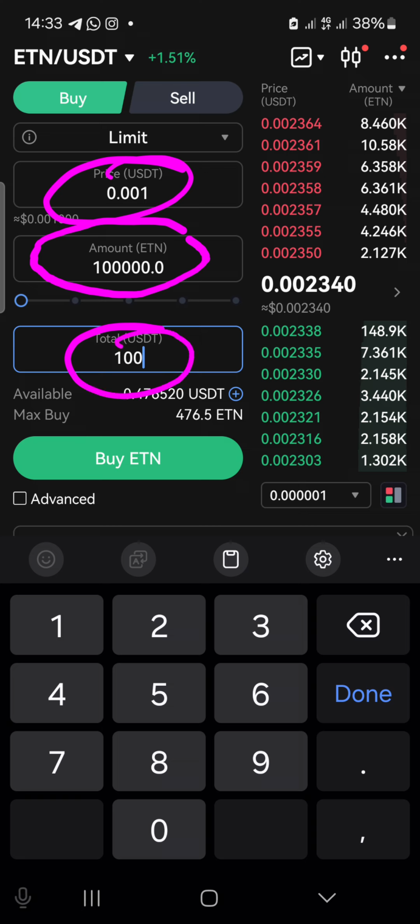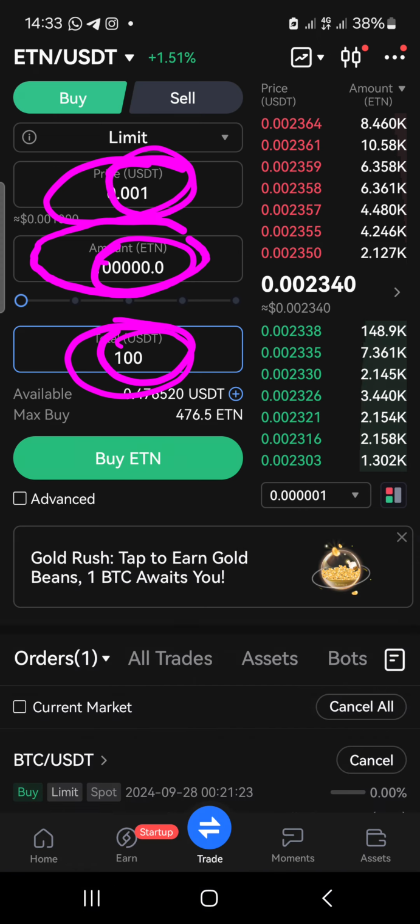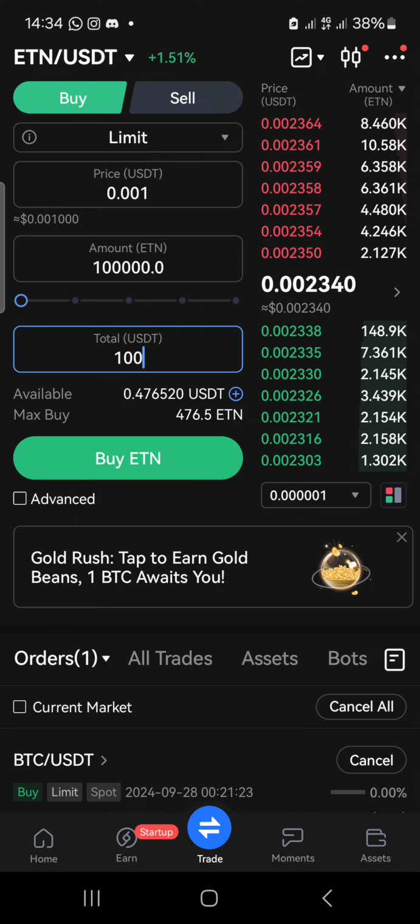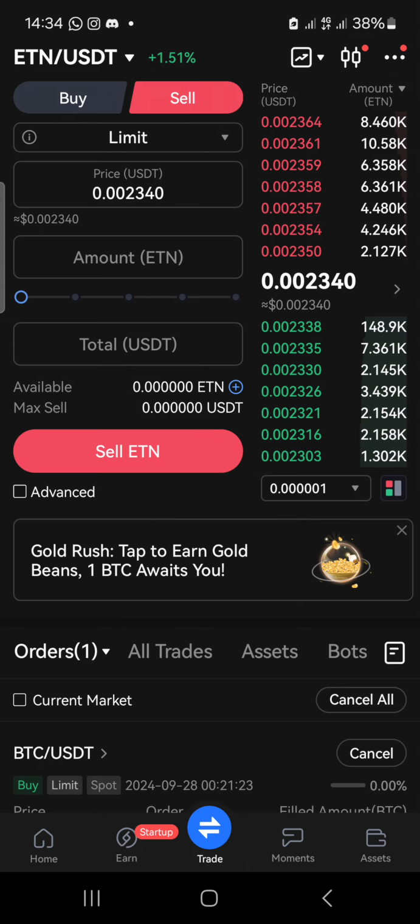So it's showing that you're going to be able to buy 100,000 units of ETN at this price, trading with $100. So that's what a buy limit looks like on Gate.io. Let's switch to sell and then do a sell limit. In the sell limit, you're still going to leave it on limit.